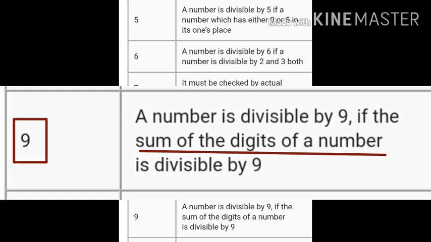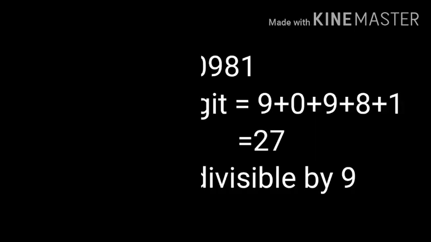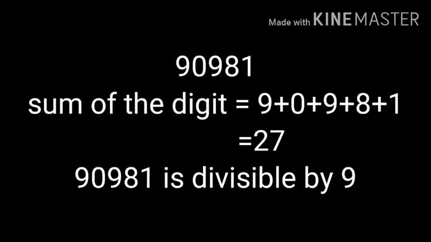Divisibility by 9. A number is divisible by 9 if the sum of its digits is divisible by 9. For example, check whether 19,981 is divisible by 9 or not. Sum of the digits is 27. So 27 is a multiple of 9. Therefore, the number is divisible by 9.